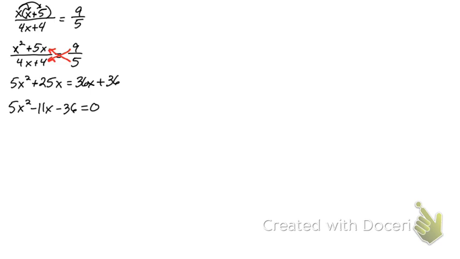So when I need to factor something, I'm going to create my A times C and B column, where I multiply my A times C, so that's 5 times negative 36. And my B column is going to be negative 11. So let me kind of print what I have, and then we'll just kind of walk through it.